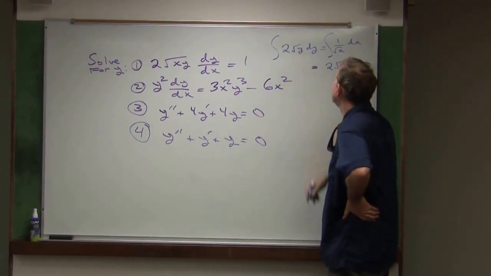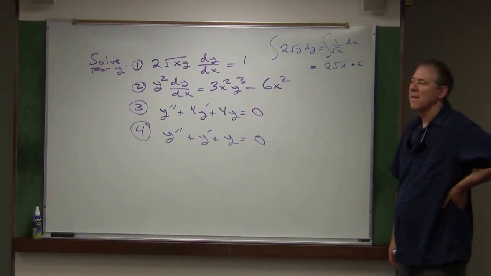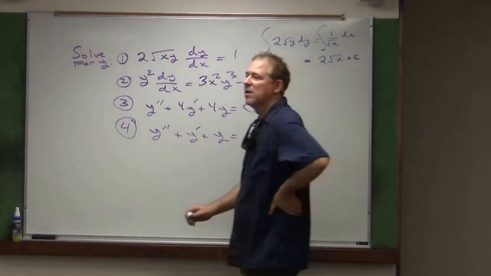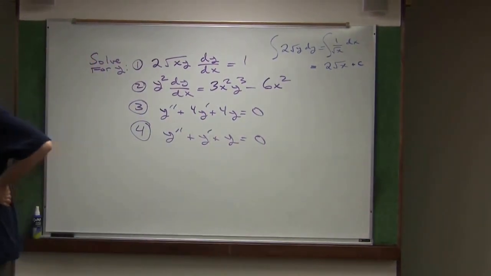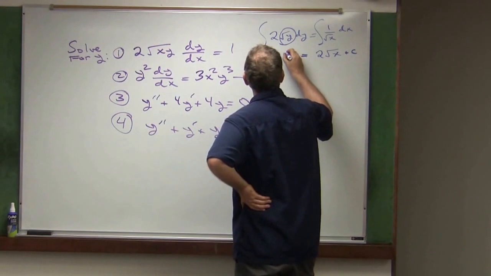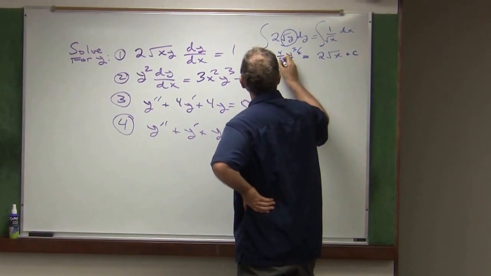What's the antiderivative here? So y to the half, what do you have to do to y to the half? Y to the 3 halves. Yeah, so the antiderivative of y to the 1 half is y to the 3 halves times 2/3. But then you've got the 2, so it's 4/3 here.